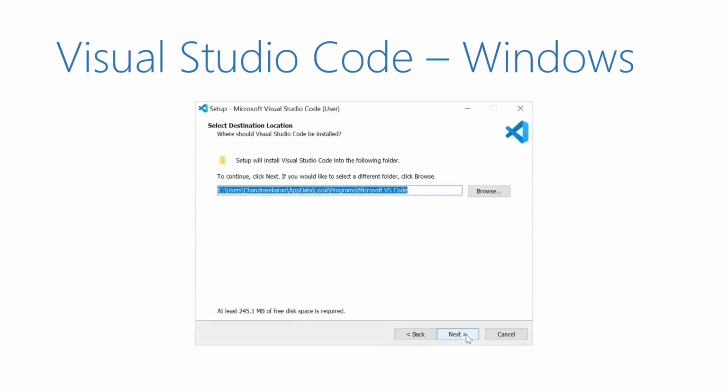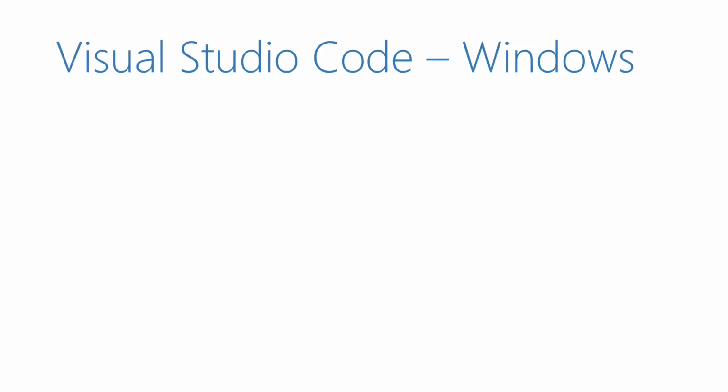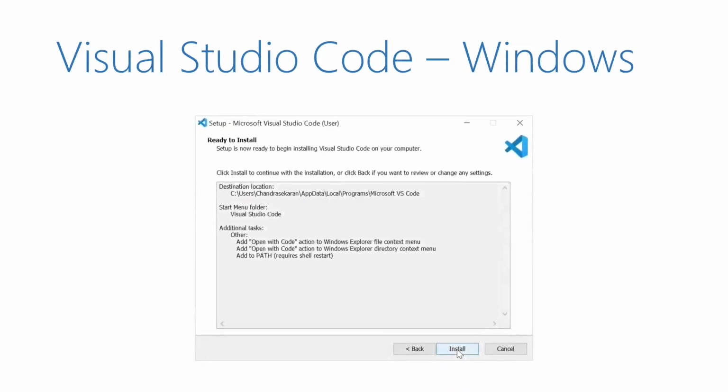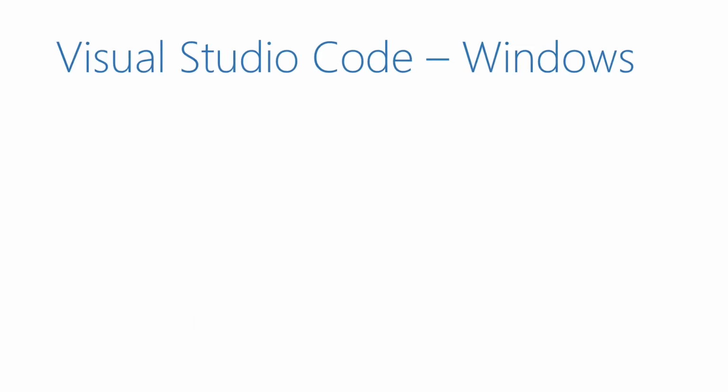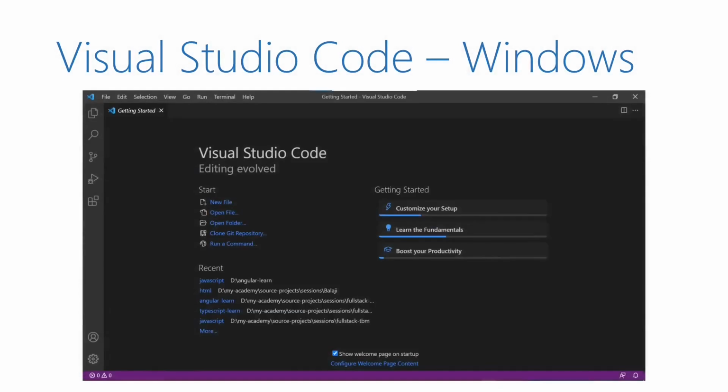Accept the license agreement and click Next. Then select installation folder. Then leave the application name as it is. Then check these two options. It helps to directly open files from the Windows File Explorer. Then confirm installation. Once the installation progresses and completes, clicking Finish will launch Visual Studio Code.